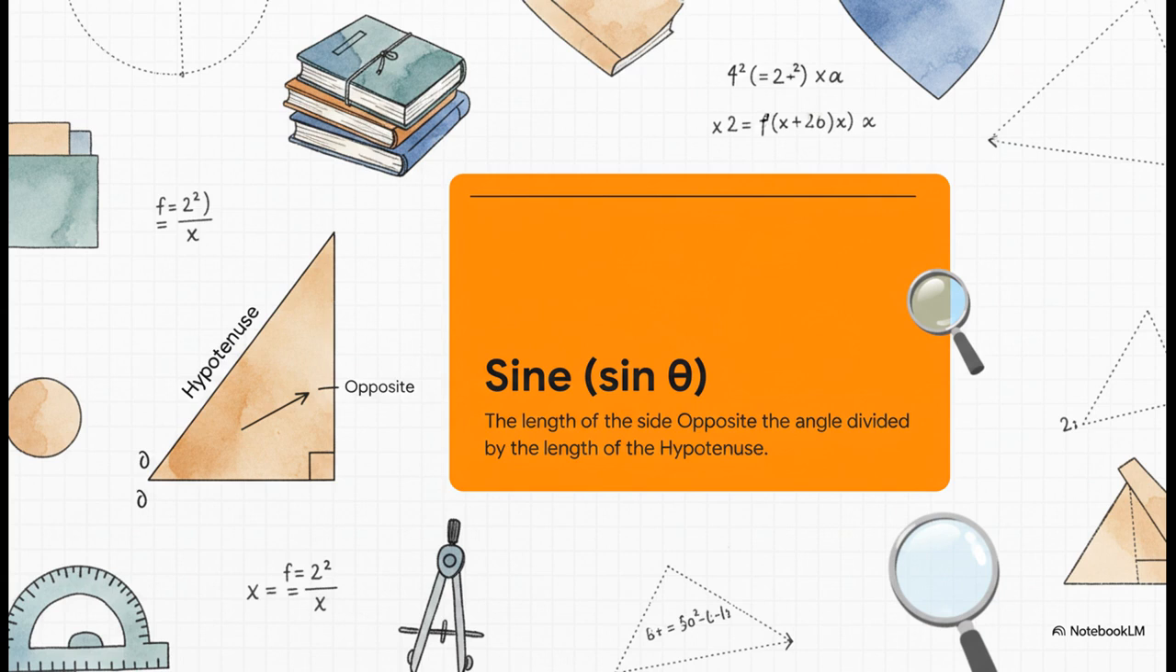That's it. When you see sine theta, that little theta symbol just means the angle we're focusing on right now. So from the perspective of that angle, you find the side directly across from it. That's your opposite. And you divide its length by the length of the hypotenuse, which is always the longest slanted side of the right triangle.